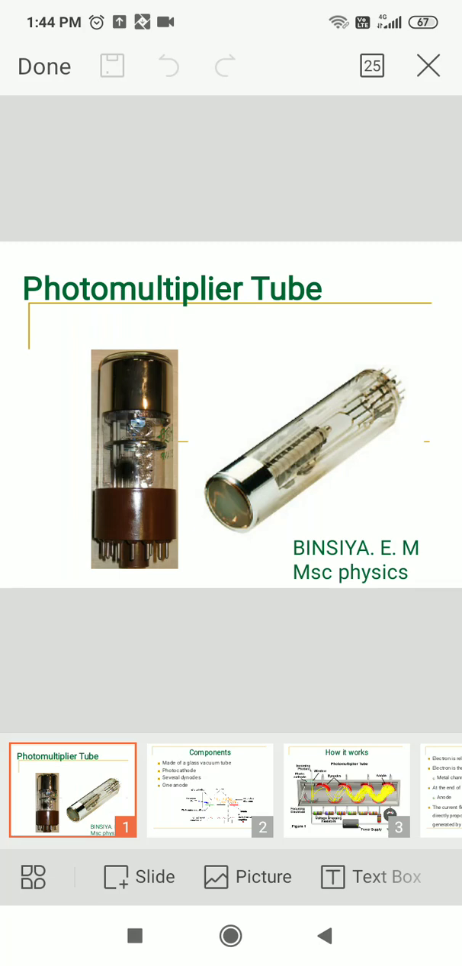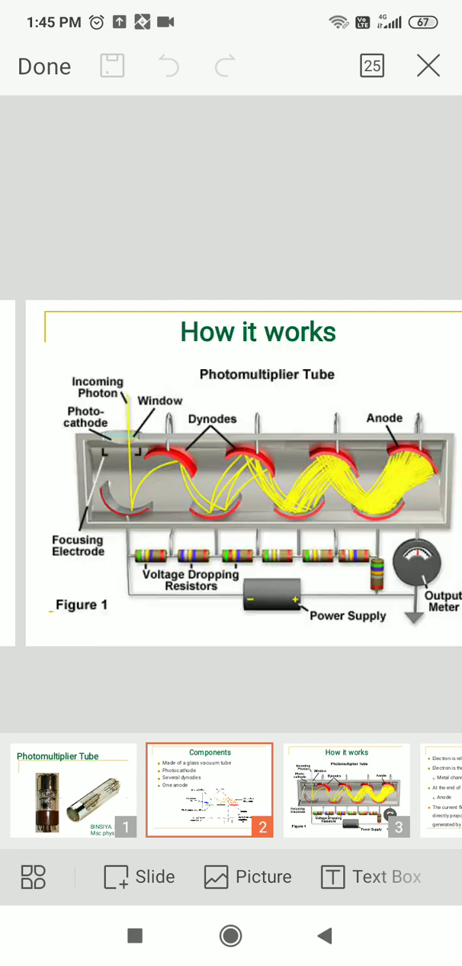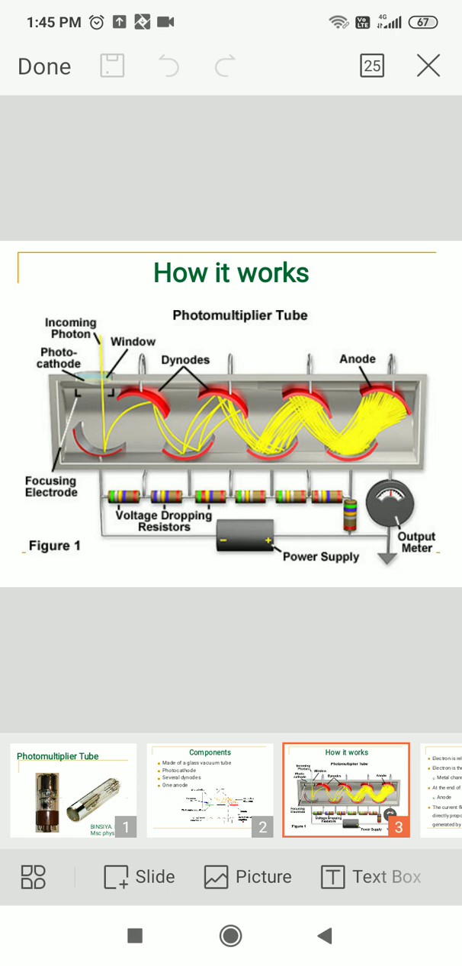Hi everyone, I am going to discuss the photomultiplier tube. The components of a photomultiplier tube are a glass vacuum tube, photocathode, several dynodes, and one anode. And these are pictures of a photomultiplier tube. It consists of an incoming photon, photocathode, window, dynodes, anode, focusing electrodes, and a power supply.